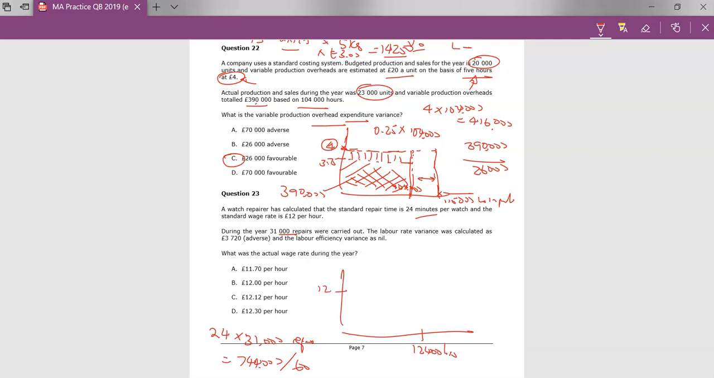That's the plan. Then it says that what actually happens is that the labor efficiency variance is nil. So you actually do spend exactly 12,400 hours because in terms of efficiency, you didn't spend any more and you didn't spend any less. But it says that the wage variance, the labor rate variance, is adverse. So it means that on each hour, you spend more. So you should have spent 12, but you actually spent more. So the question here is, what's the actual wage rate?